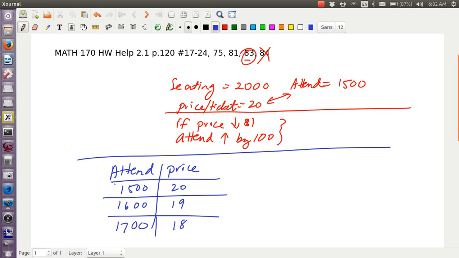Okay, and then if it goes down again, it goes up again. So what's that slope, right? So what we're going to do is we're going to say price is like X and attendance is like Y. You could do it the other way around. The whole analysis will work if you do it the other way around, but this makes it easier. So change in Y over change in X, or if you prefer Y2 minus Y1 over X2 minus X1 is going to be 100, but it's going to be negative, right?